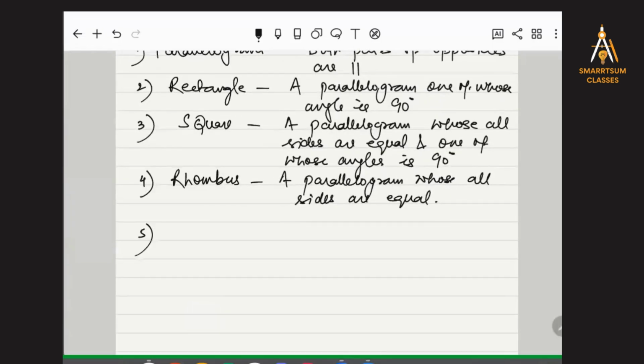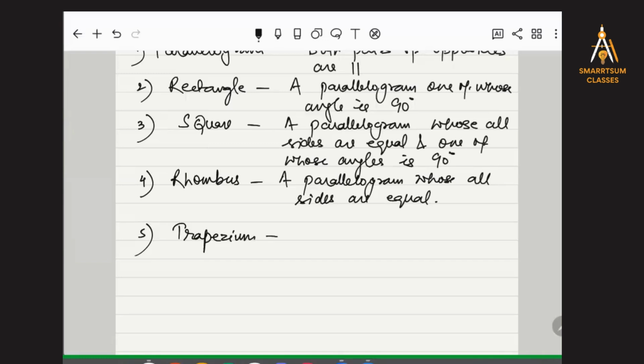Because the necessary and sufficient condition for a parallelogram to be a rhombus is that all its sides are equal. Opposite sides are parallel and all sides are equal, and this condition is also satisfied by the square. So a square is a rhombus. A square is a special case. It is a parallelogram, and it is a rhombus too. Is that clear?